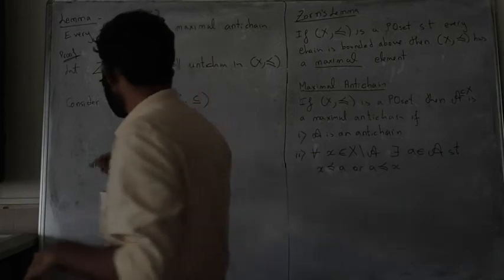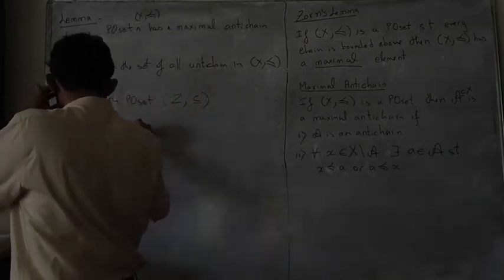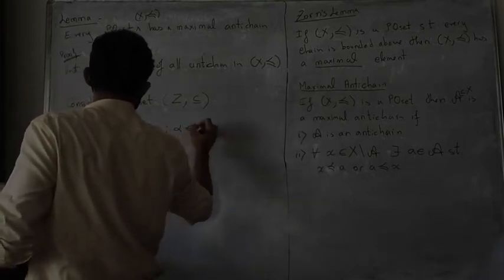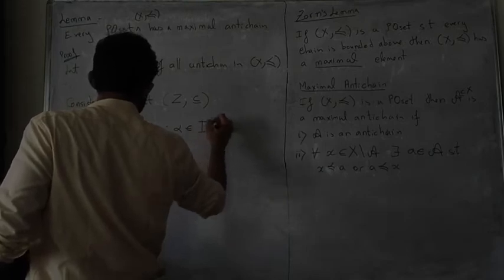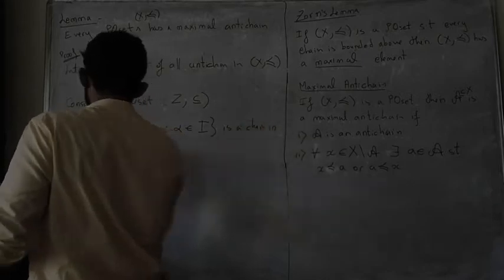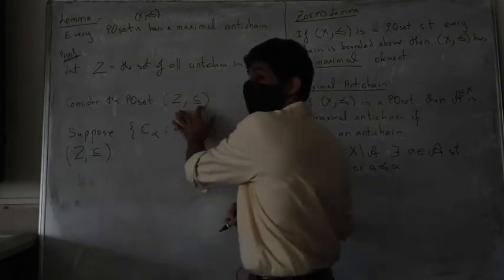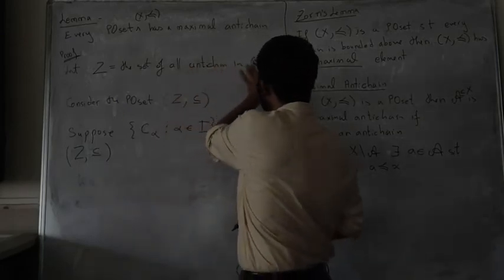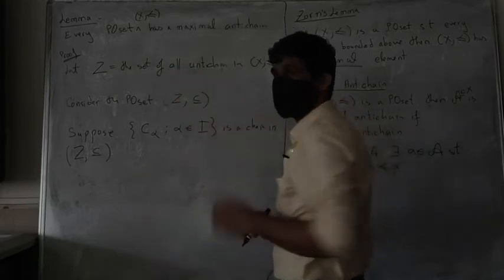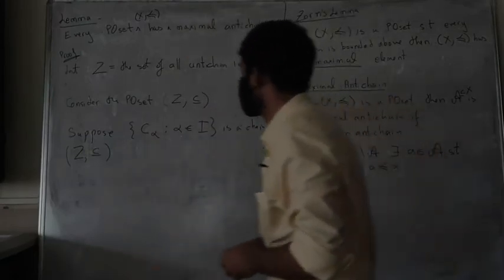It's quite simple. So suppose, let us call it C alpha, such that the index set is a chain in Z. Don't get confused between these two posets. This is not a subset of this poset. It is not. Okay. We are looking at all the anti-chains, looking at them with containment. That's what we are looking at.